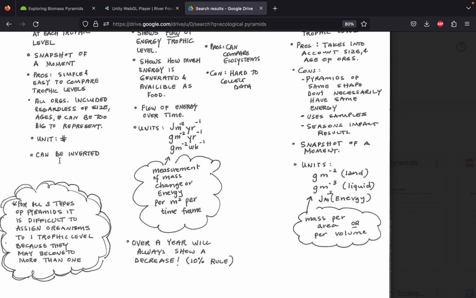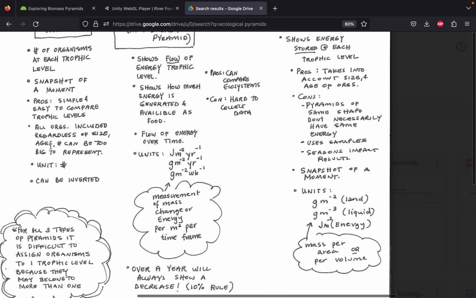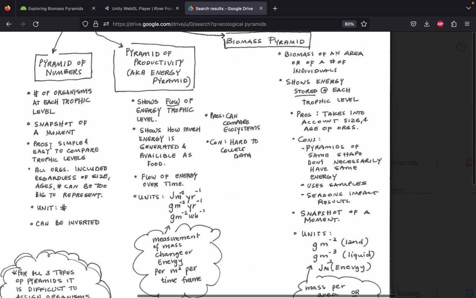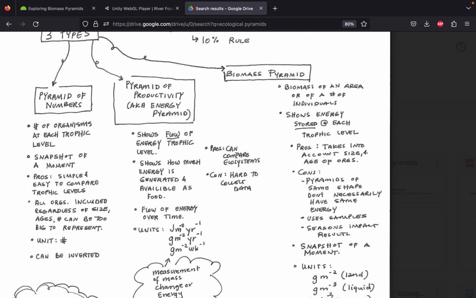And they could be inverted, so you might have one tree supporting a host of caterpillars, supporting a family of birds, for example. In a pyramid of productivity, this one is going to show the flow of energy through trophic levels. So we can use this to compare different ecosystems. It's going to take way more effort to collect data, though. And because this unit is always a time measurement, usually we're going to have to collect multiple pieces of data to get that sort of view over time, right?